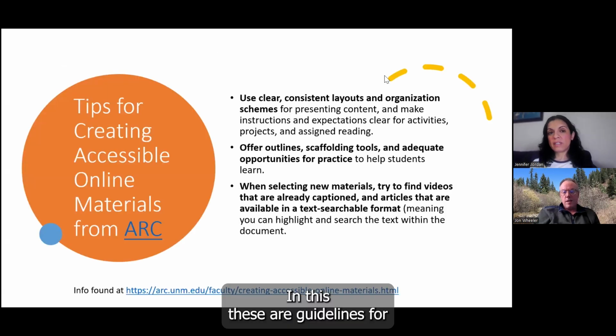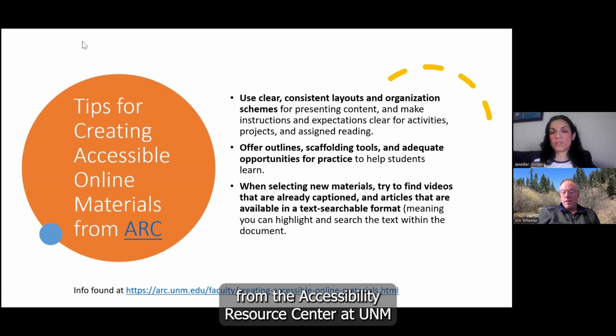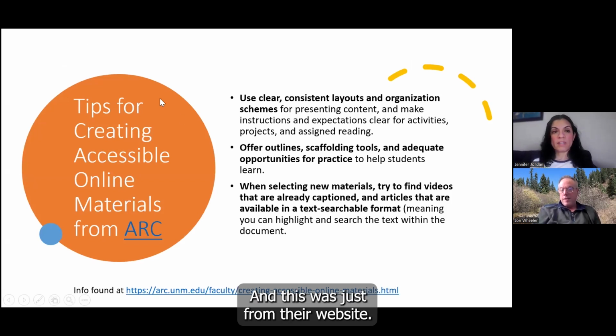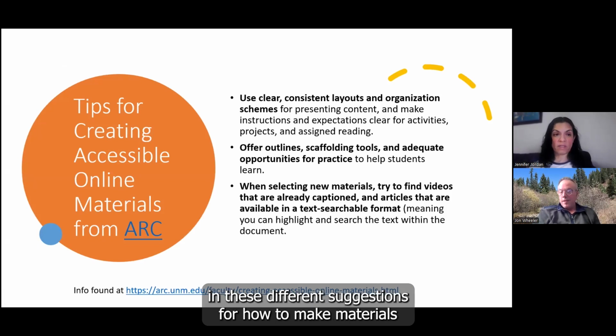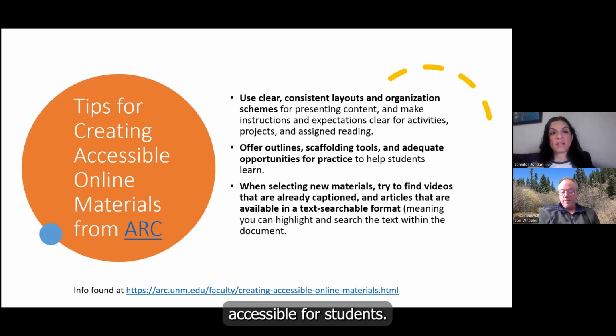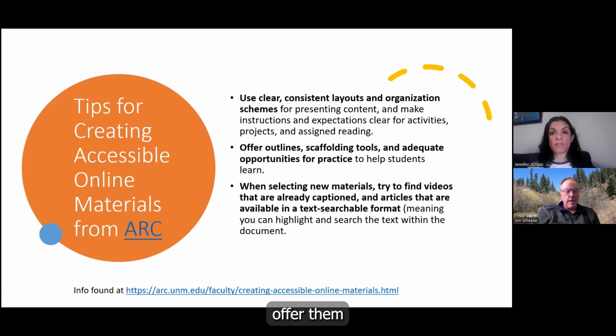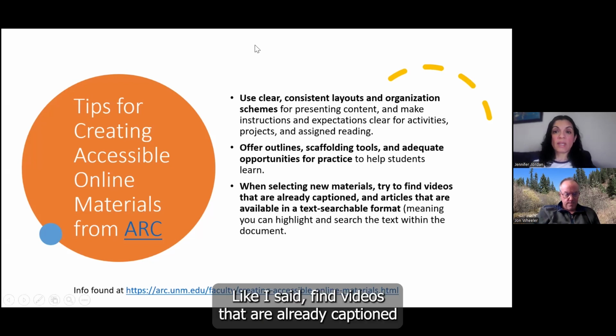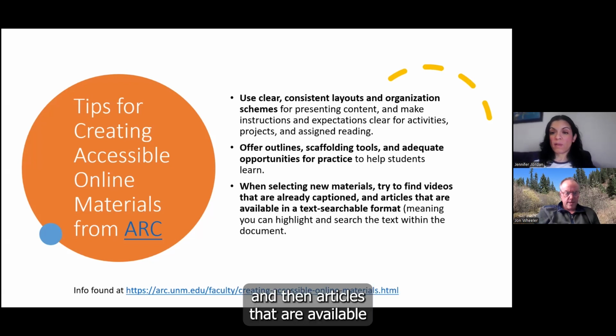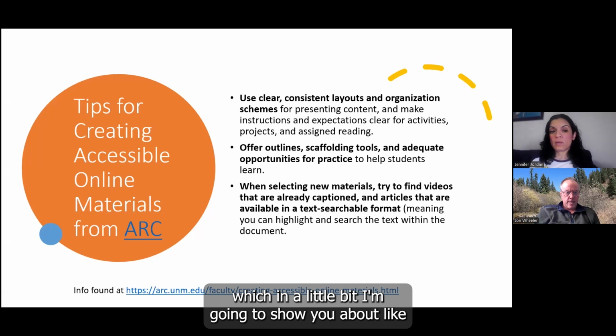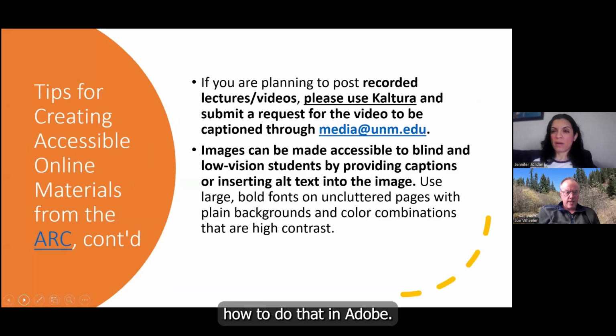And these are guidelines from the Accessibility Resource Center at UNM, from their website. You'll see a pattern in these different suggestions for how to make materials accessible for students. Think about your layout and your organization. Offer them outlines for the material, let them practice with the material. Find videos that are already captioned, and articles that are available in a text searchable format, which in a little bit I'm going to show you how to do in Adobe.